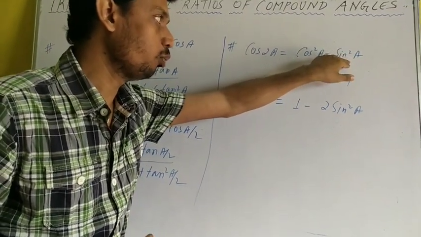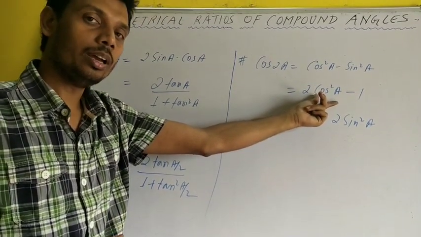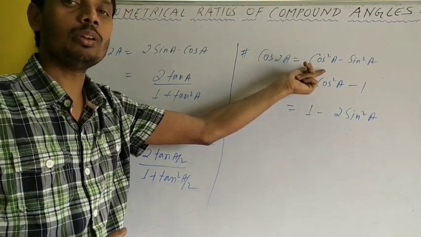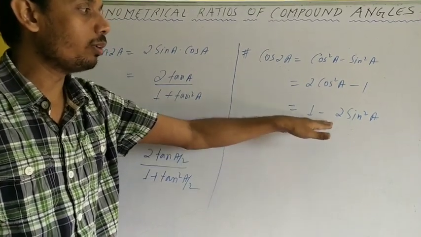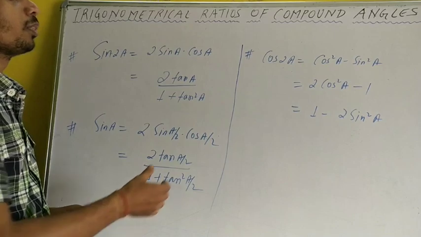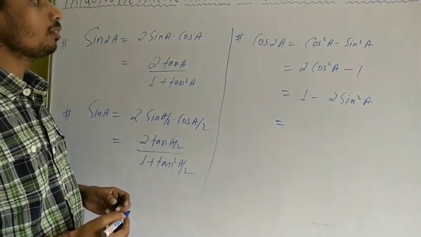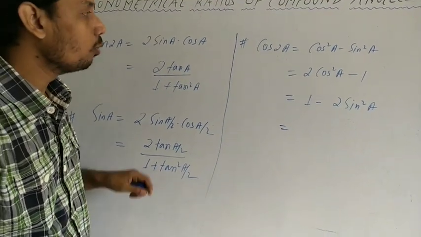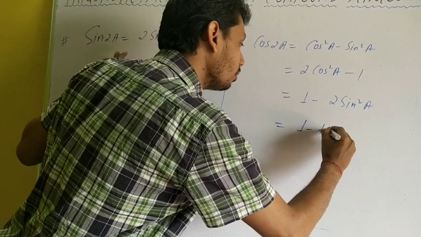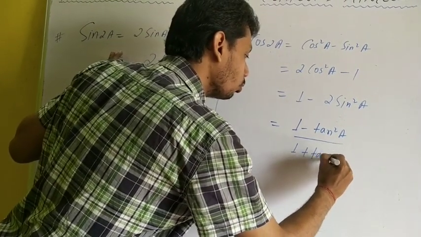So if sine square a is replaced in terms of cos, and then we simplify, we will get this result. At the same time, if this cos square a is replaced in terms of sine, that is 1 minus sine square a, and then we simplify, we will get this result. So the value of cos 2a is this. Also, if we express this cos 2a in terms of tan, we will get 1 minus tan square a upon 1 plus tan square a.